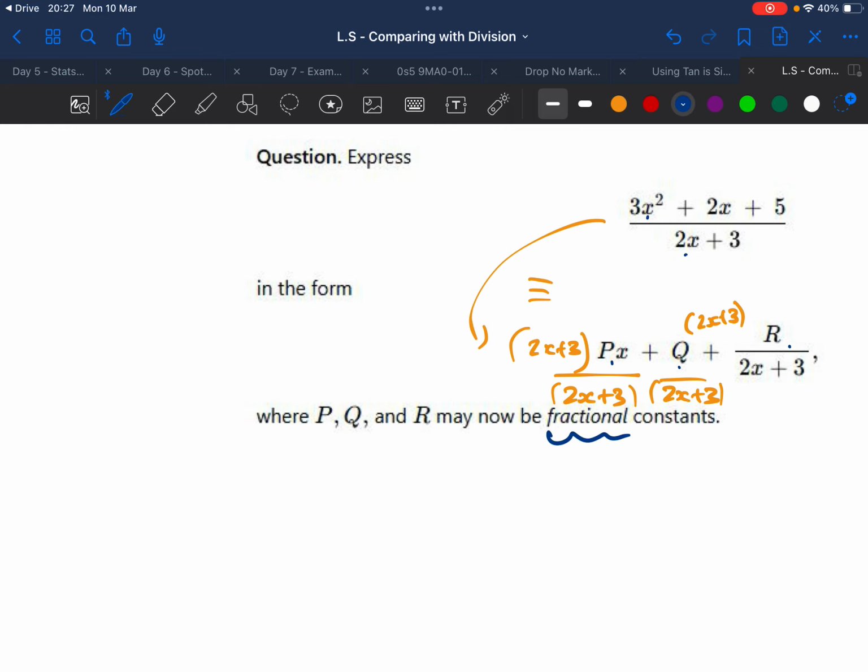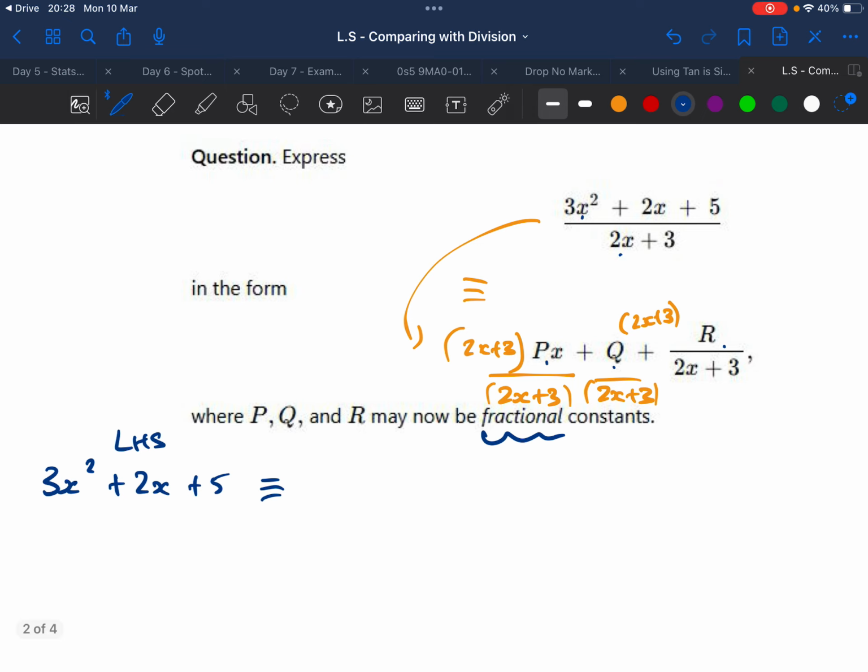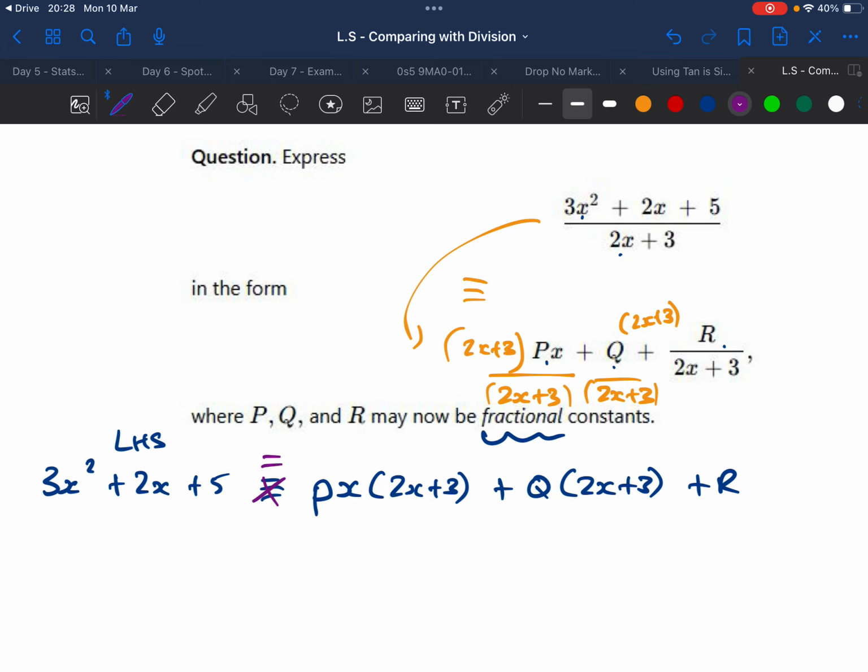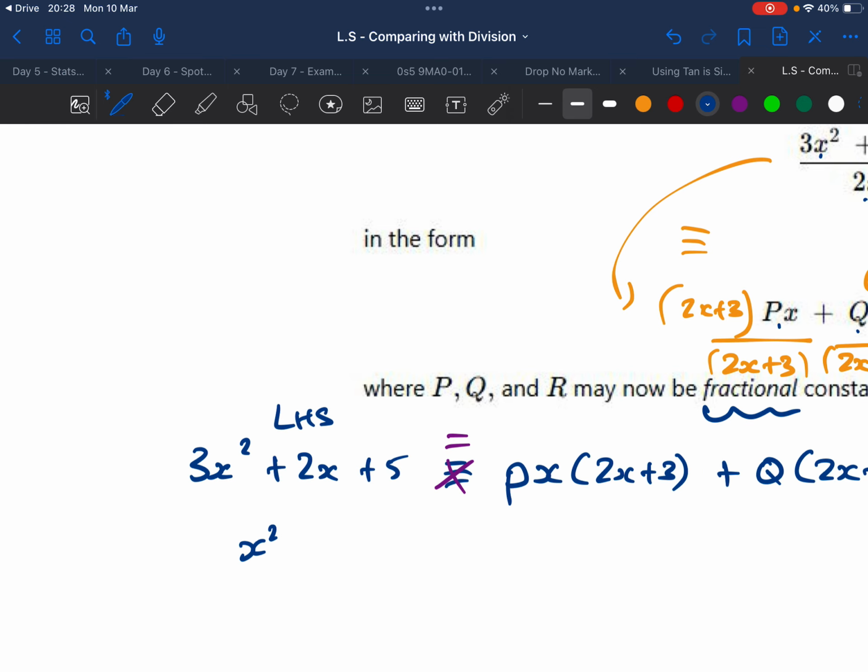So it says lightning skills. So let's show you that it is something that you can do very quickly. So this will be the left-hand side, and there's an identity with the right-hand side, which is, let's write it as px 2x plus 3 plus q 2x plus 3 plus r, and I could just drop the identity symbol now. I'm just going to put an equals in there instead. And I'd start comparing. Okay, so how many x squareds, how many x's, how many constant terms? There are 3, 2, and 5 here.